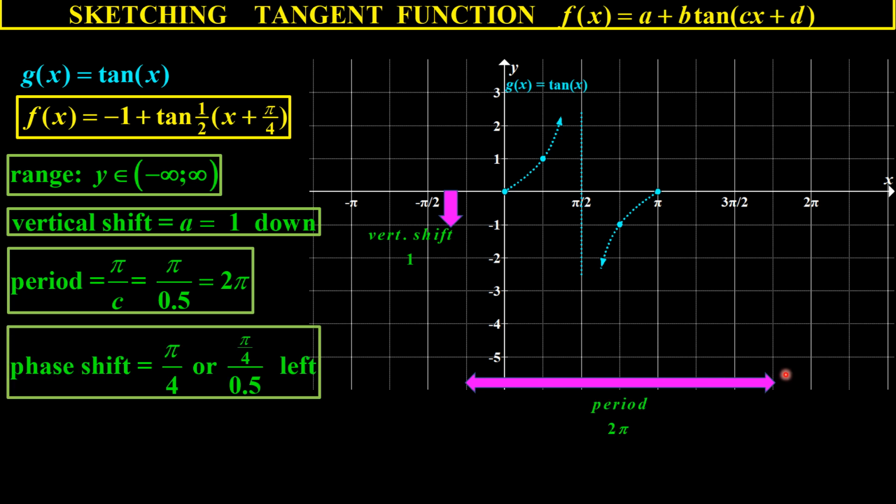Now let's look at the phase. The phase we can immediately see is pi over 4. It's pi over 4 over 1, which is pi over 4.